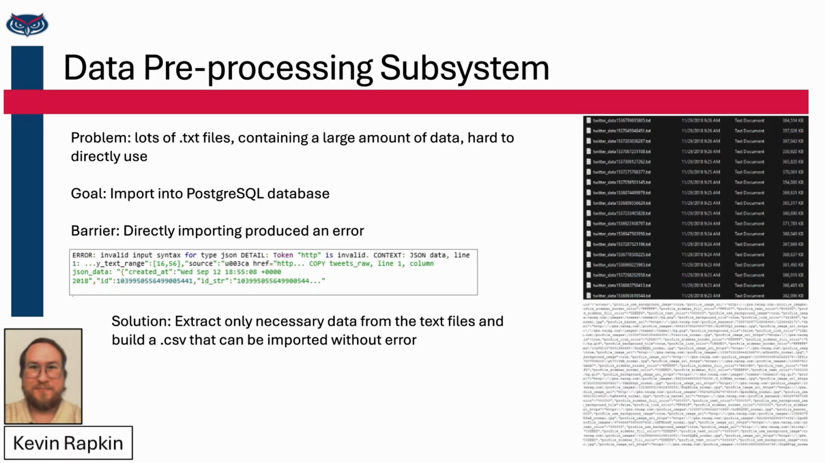So the problem we started with was that our data was in the form of very many text files. And this contained a very large amount of data, about 15 gigabytes, for just one hurricane event. So this is hard to directly use in our system. So the goal that we created was to import it into a Postgres database.